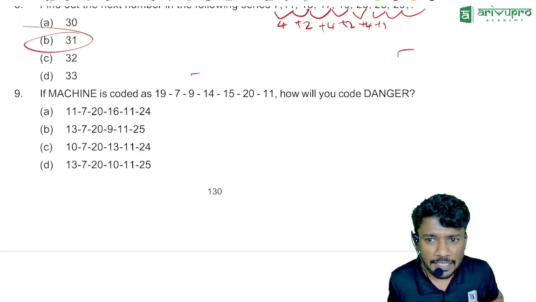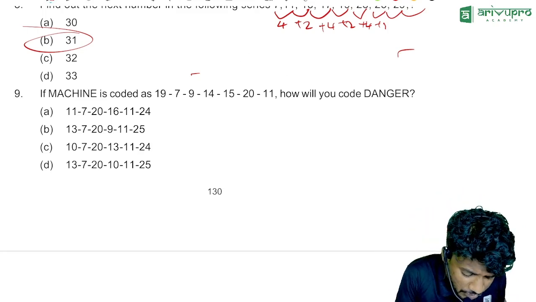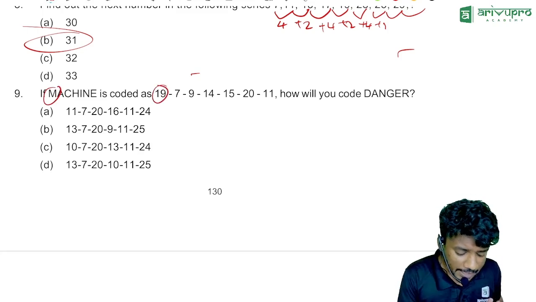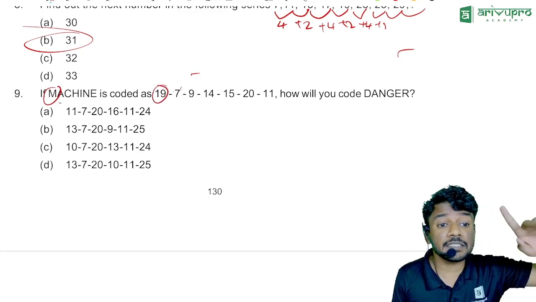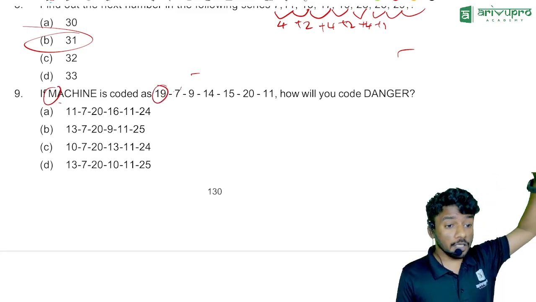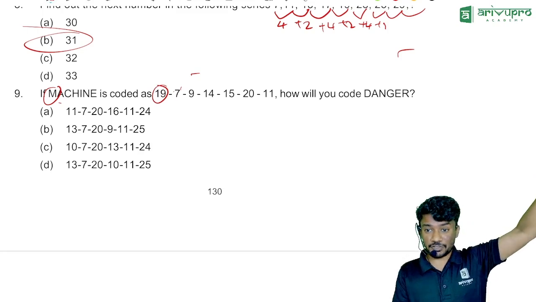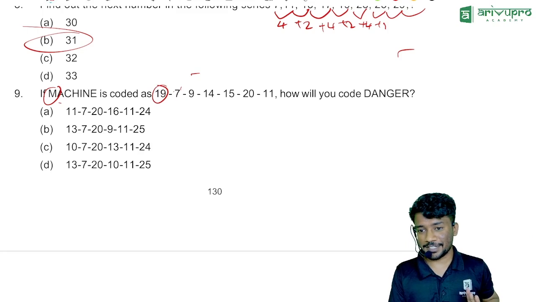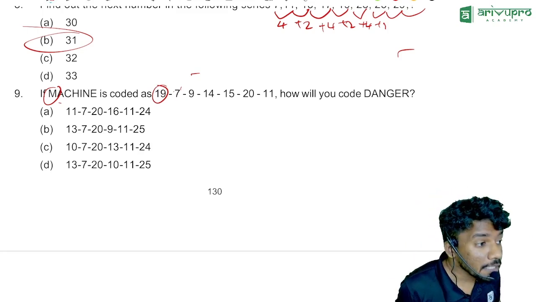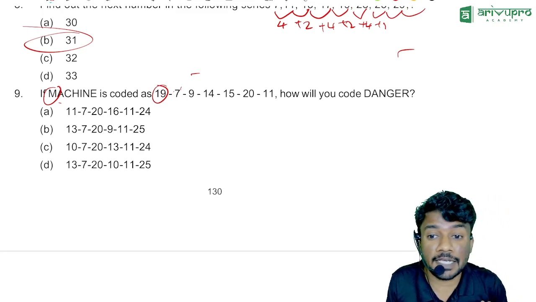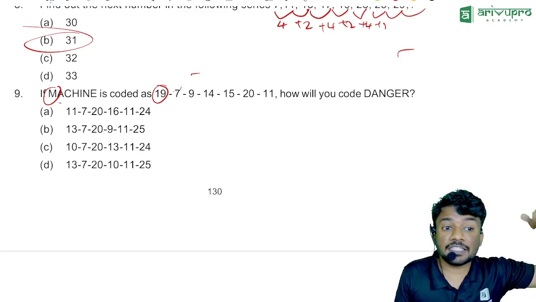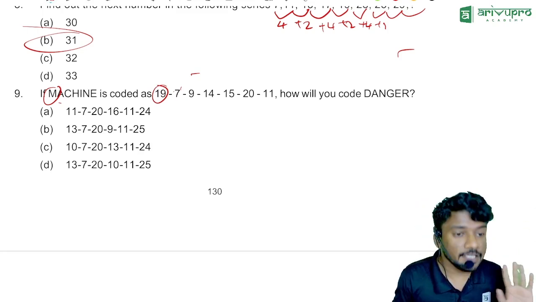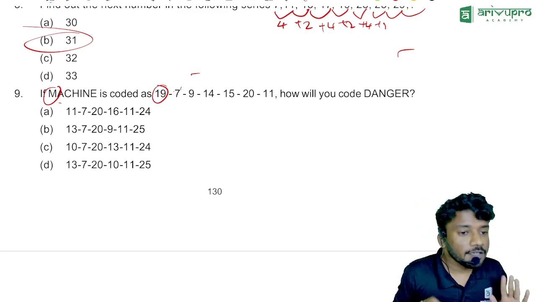What do you think? M is coded as how much? M is 19. A is coded as 7. That means, according to our alphabetical series, M is at which position? 13th position. But here it is 19. So 13 plus how much is 19? Plus 6. A is in which position? First position. Here it is plus 6.